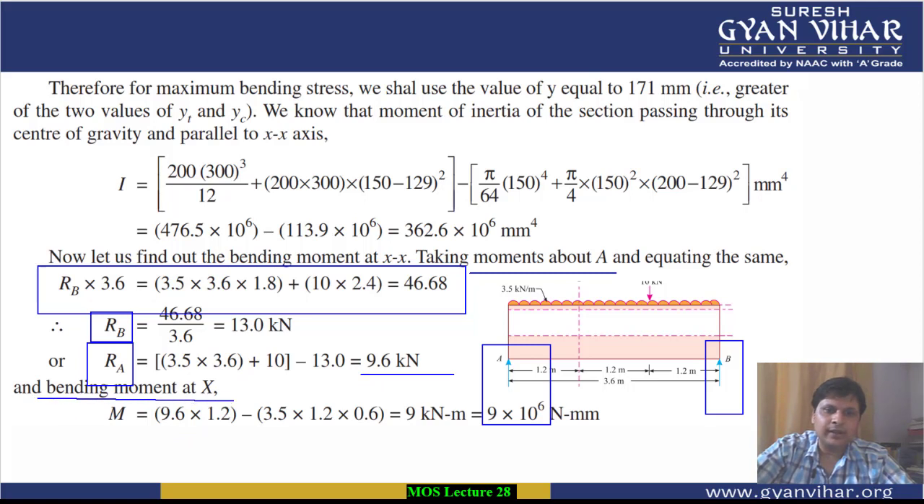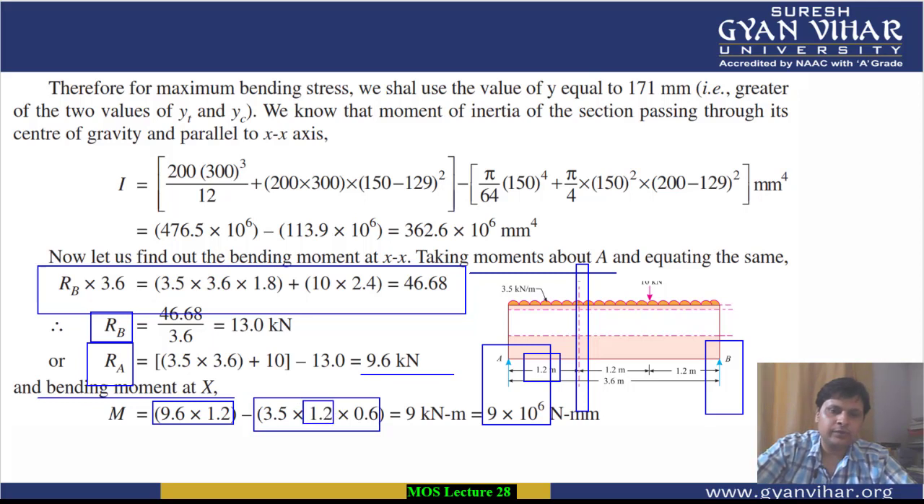Now the bending moment at X. What will be the bending moment at this particular location X? The distance is already given to us, so we can calculate the value. How will we calculate? See, 9.6 is the RA value and its distance is 1.2. Apart from this, you have a UDL. What is the value of UDL? 3.5. And the distance on which it is acting, we will consider 1.2, because we have to consider only this much portion.